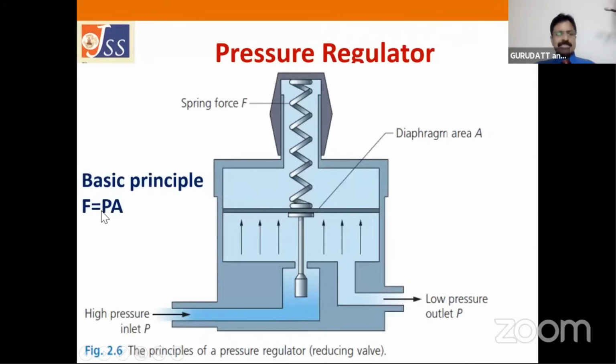when you keep the force constant, if you increase the area, the pressure automatically drops. You can see in this figure, when high pressure gases are entering a chamber having a diaphragm of wide area, automatically the outlet pressure will come down. This is the basic principle on which the pressure regulator works, and in the exam you may have to answer this. So why does a pressure regulator have to be there?